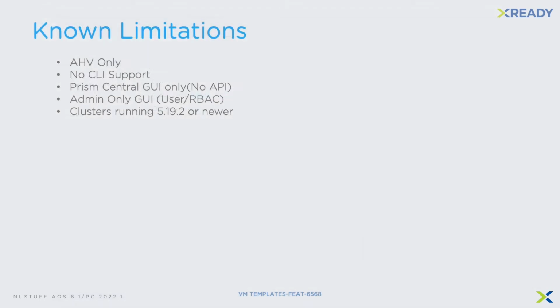And just a few known limitations. Obviously, this is an AHV only function. If you're using ESXi, then you would use the templates that have long been available inside of vCenter. There is no CLI support for this feature. It is a Prism Central GUI only option, so there are no APIs for this at the moment.